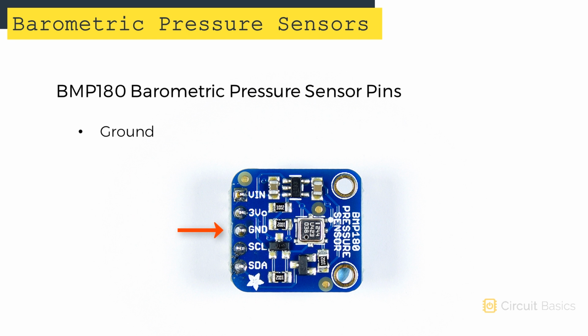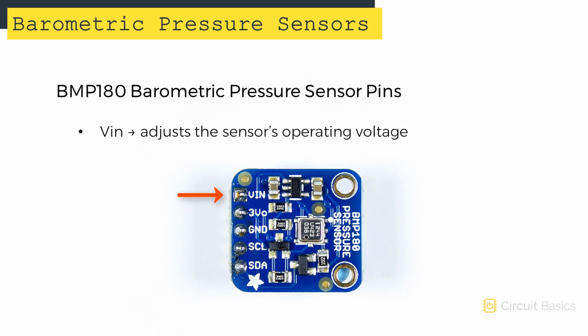Here's the ground pin. And this is the VCC pin. It says 3 volts, but this breakout has a voltage regulator and an I2C level shifter. So you can connect it to 5 volts too. This pin adjusts the operating voltage of the sensor, so it can be used in low voltage projects.